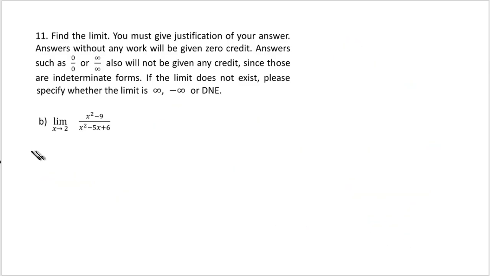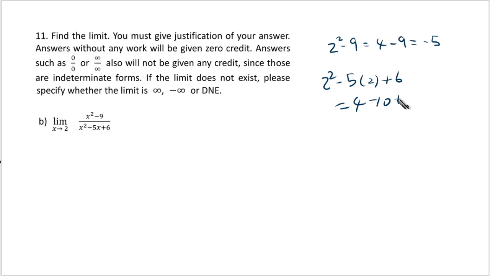Okay, next question. Now this one looks pretty similar, but let's see. If I plug in 2, 2 squared minus 9 gives you 4 minus 9, which is negative 5. Okay. And if I plug in 2 in the bottom, 2 squared minus 5 times 2 plus 6, that's 4 minus 10 plus 6, which is 0. Okay. So this time when you plug in 2, you don't get 0 over 0. You get negative 5 over 0.